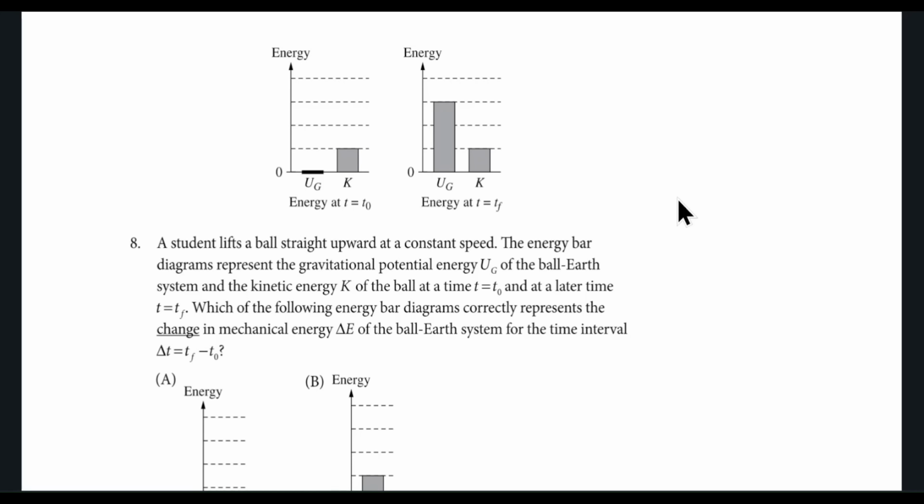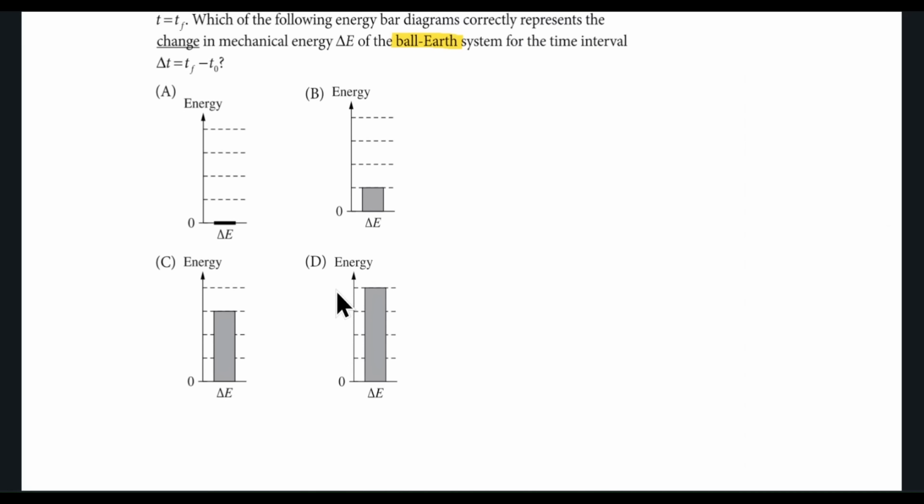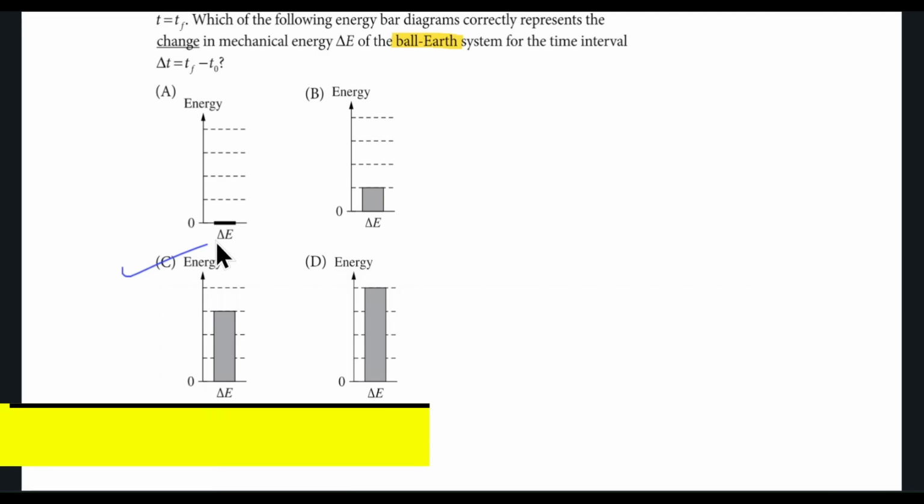So isn't that a very straightforward question? They're just looking for the change of mechanical energy for the ball-earth system. Ball-earth means we have to take potential and kinetic energy both into account. The final mechanical energy is 1, 2, 3, and 1, 4 blocks. Initial mechanical energy is just 1 block. The difference is 4 minus 1, that is 3 blocks. So any option that has 3 blocks, that's my answer. Has to be option C, right? That should be the change in mechanical energy.